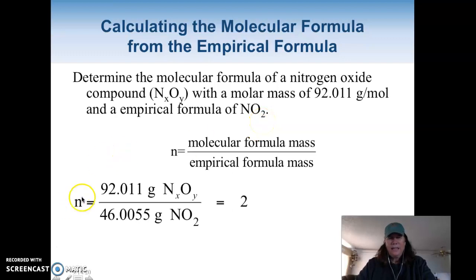Okay, 92 divided by 46, and again, this is just the mass of this. It's 1 nitrogen, 2 oxygen added together. This is what they told me I have, so I get 2. So then I put a 2 on the outside here, so I get N2O4. Okay, when you're doing molecular formula, it's just one more step. Taking the mass they give you divided by its formula mass, that's going to give you a whole number. And then you just double that or triple it or whatever the number turns out to be.